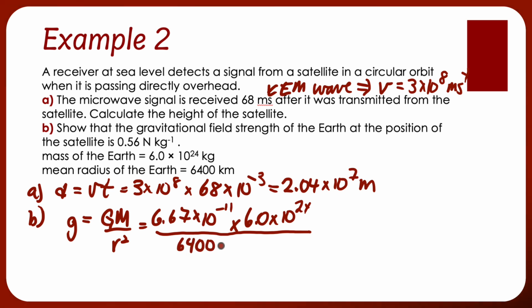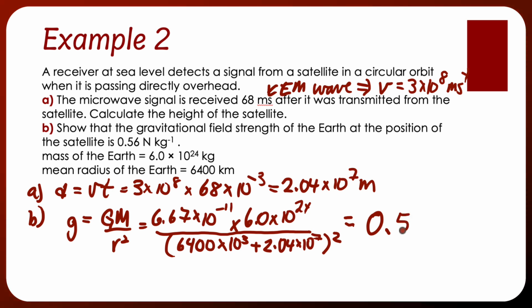So in this case, my radius is going to be 6,400 kilometers. Oh, turn that to meters. And then the distance to the satellite. A common mistake is just to use the distance from the surface of the Earth to the satellite. 10 to the power 7. Again, don't forget the square. And if I pick up my handy dandy calculator, I get 0.557. That would be in newtons per kilogram or meters per second squared.